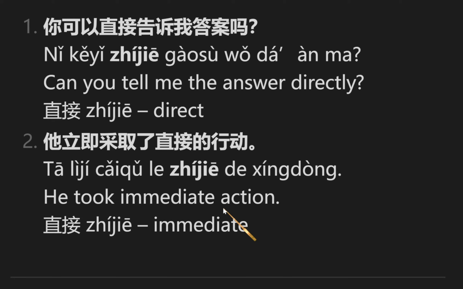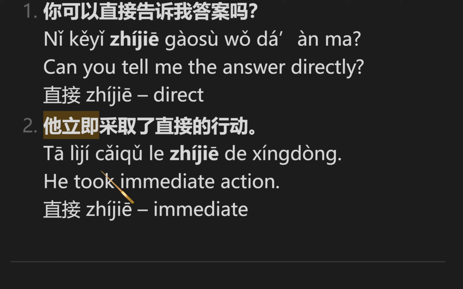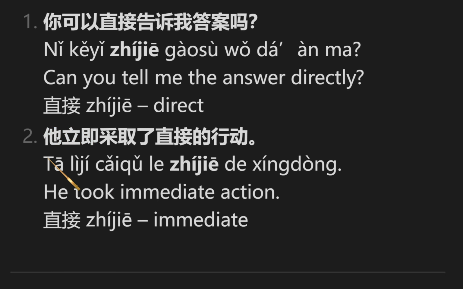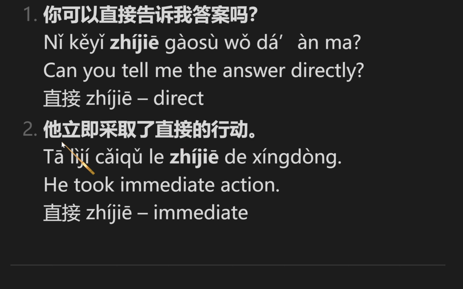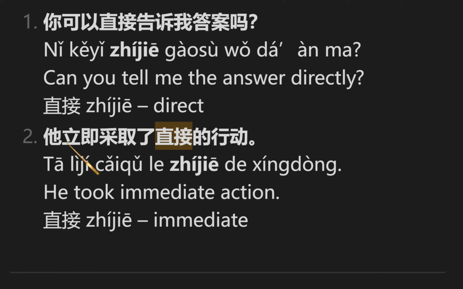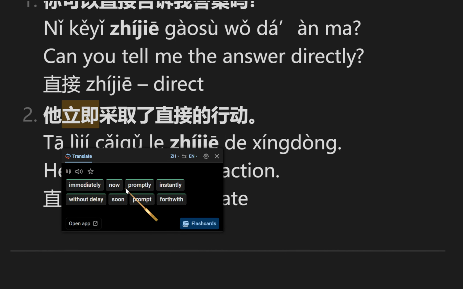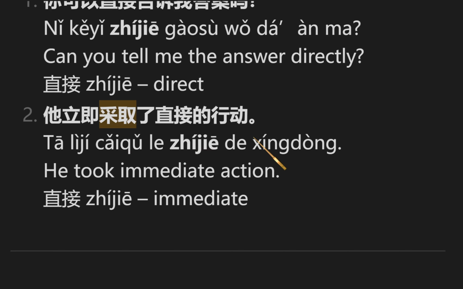Next one, he took immediate action. 他立即采取了直接的行动。This one is a bit hard. Just for now, take attention on 直接 immediate. But 立即 is also something like immediate: immediately, promptly, instantly, without delay. And 采取 is take, adopt. So for now, it's from HSK 5. 行动 is action.